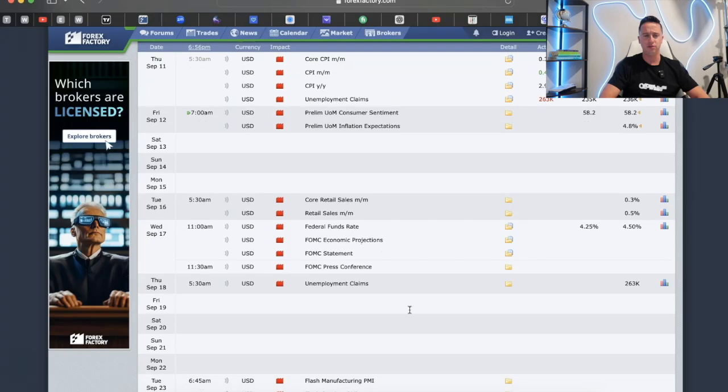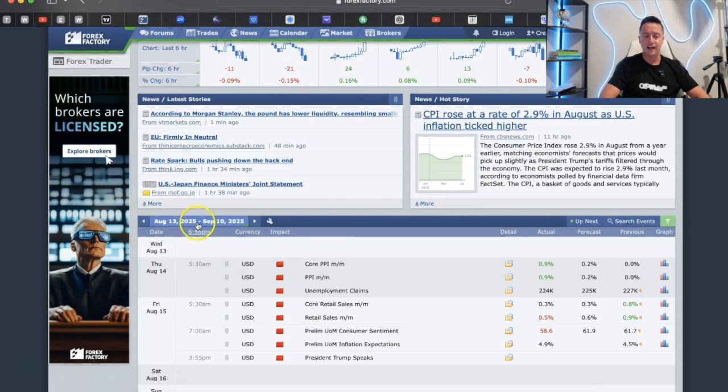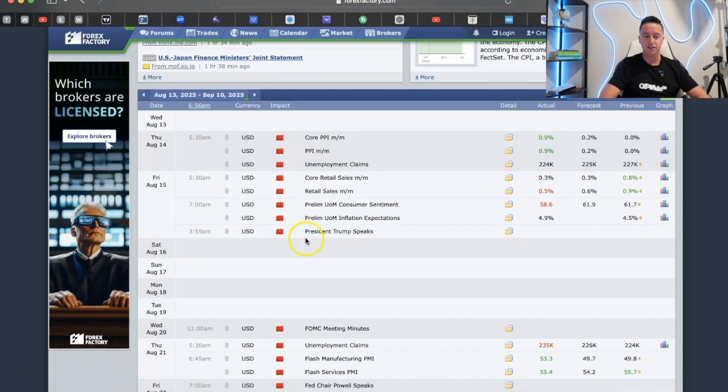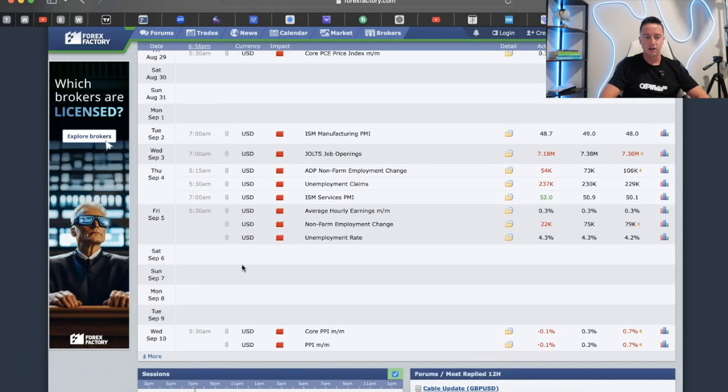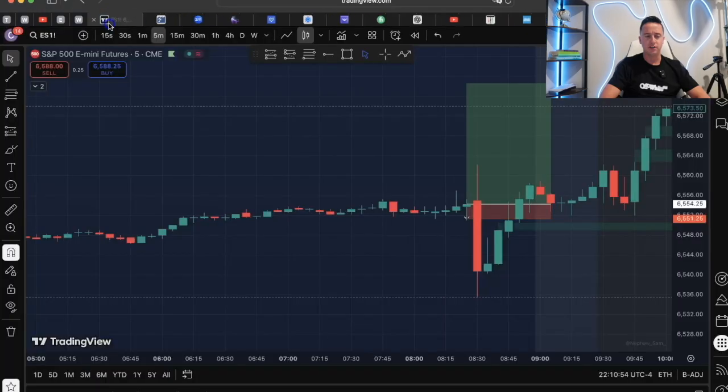And you guys can go back in time, go to September, the last month, August 13th through September 10th. Look at maybe PPI, then look at core retail sales. All you need to do, let's go to a recent one right here. So what, it's 11th today. Let's go to non-farm employment change on September 5th.